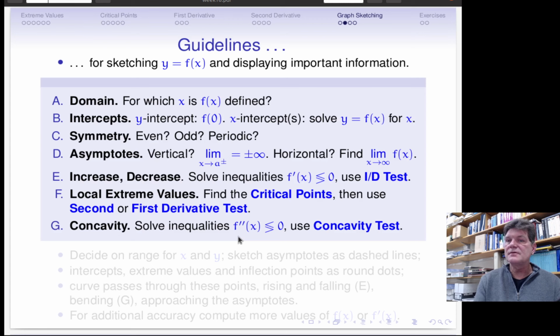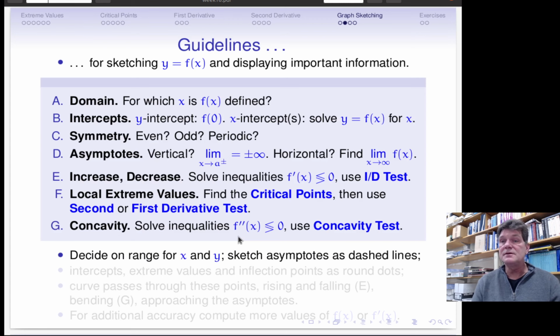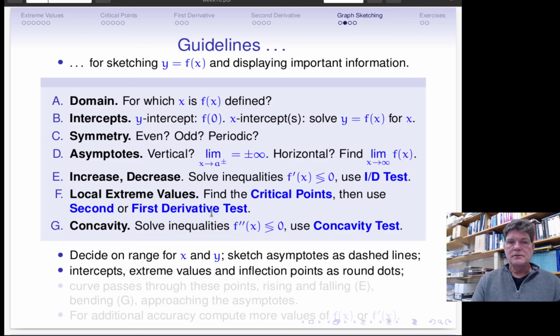And based on this gathered information, one can then decide on a range for x and y. What values of x and y do you need in your sketch to put all these interesting points in? And then one can set up an xy coordinate system accordingly. Then in this system one can throw in the points that have been computed explicitly, the intercepts, the extreme values, and inflection points.